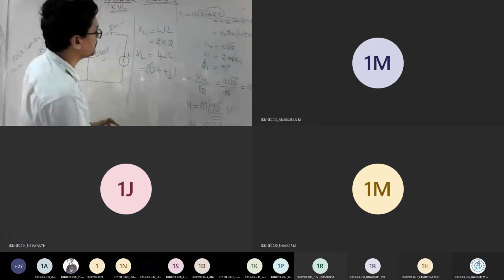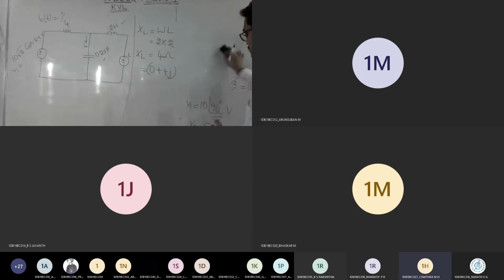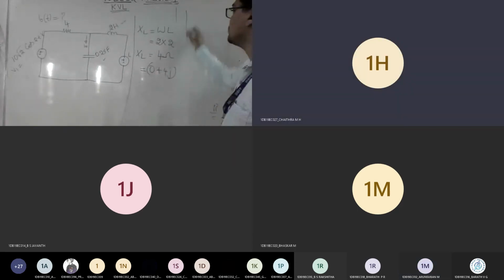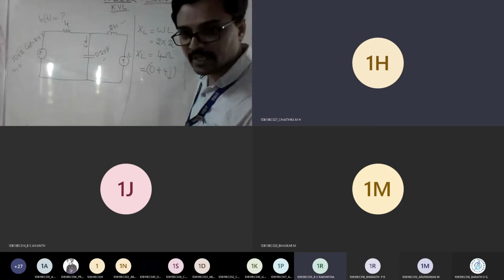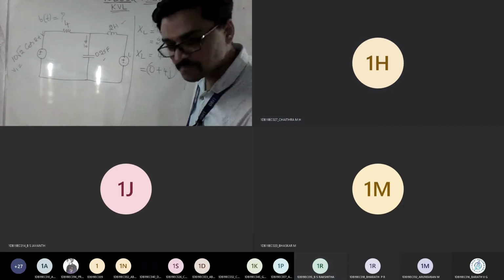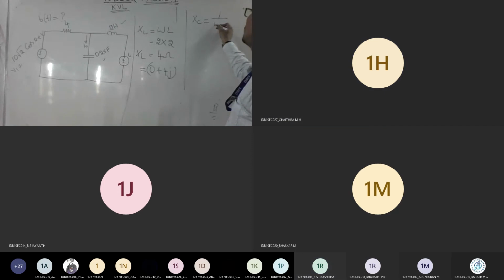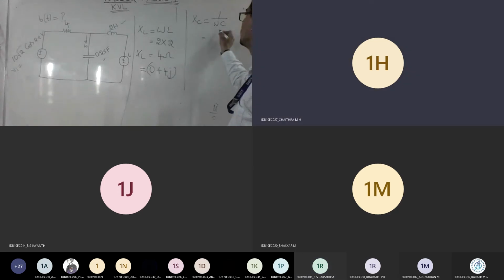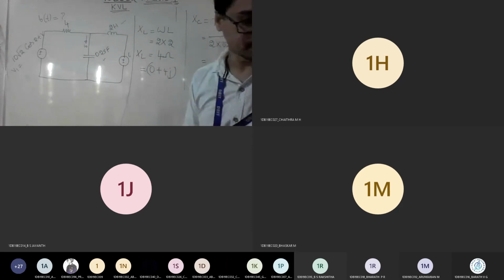So same way, can you tell me for XC now? What is XC here? Reactance with respect to capacitor. What is the formula? 1 by omega C. Good, 1 by omega into C. So same logic: 1 divided by, what is omega? 2. What is the value of capacitor here? 0.25. Yeah. Now tell me what is the answer for this? What is 0.25 into 2 equal to?